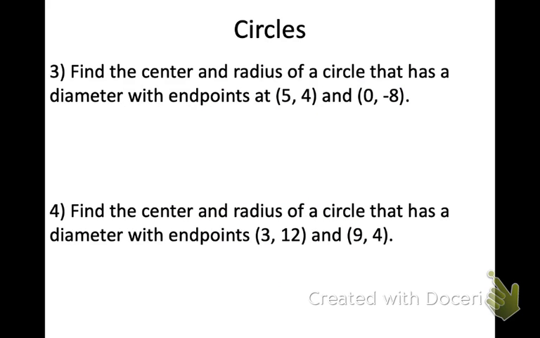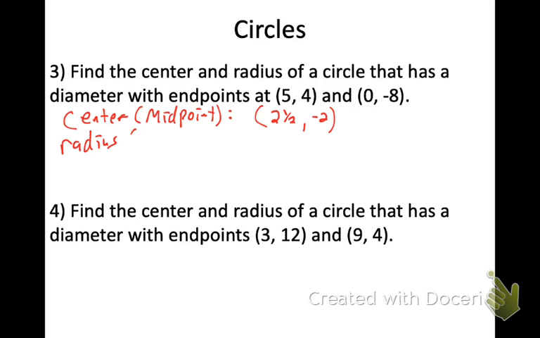So number 3. Find the center and radius of a circle that has a diameter with endpoints (5, 4) and (0, -8). We kind of talked about this already. In order to find the center, I need to calculate the midpoint. Take about 20 seconds here and calculate the midpoint of those 2 coordinates. So what do you have for the center or the midpoint here? (2.5, -2). Awesome.